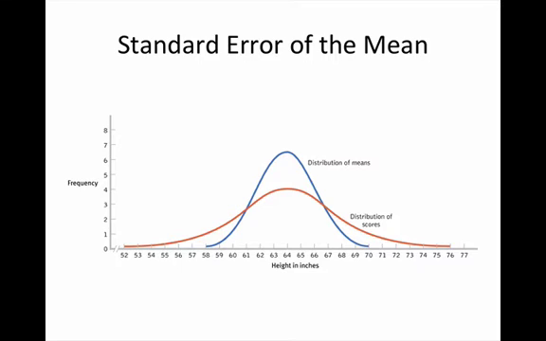In the red curve, the index of variability is standard deviation. In the blue curve, the index of spread is called standard error.